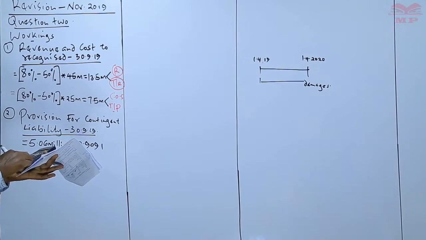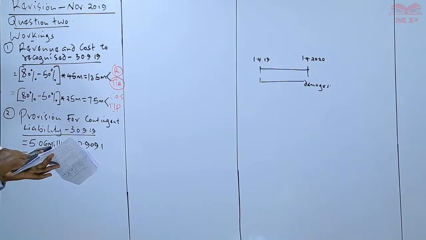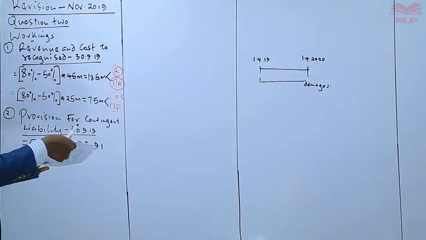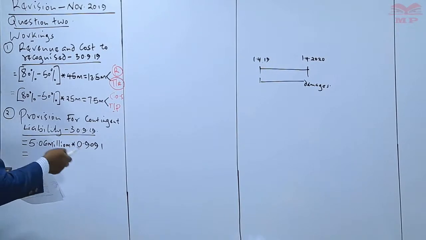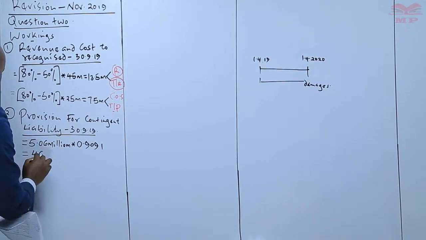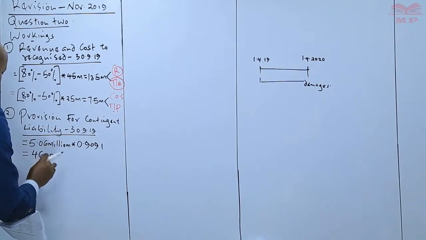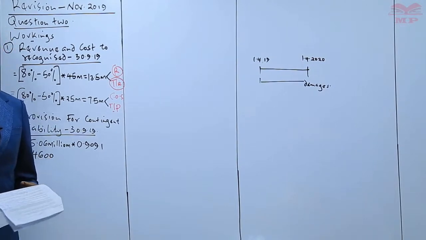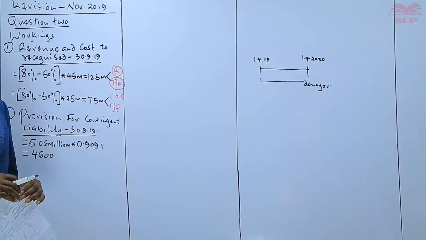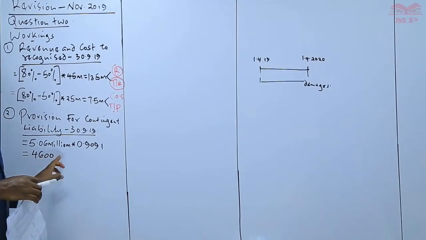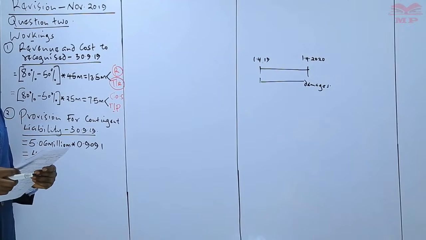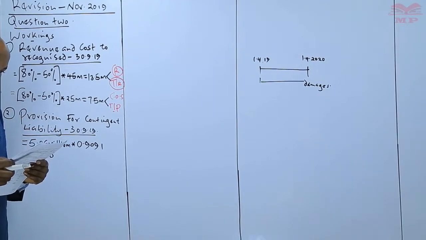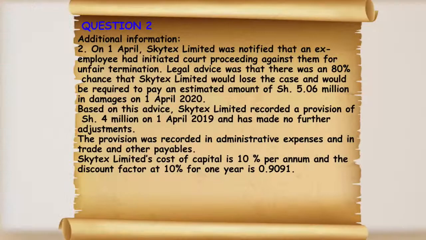So we have 0.9091 times 5.06, and that will give us, to the nearest whole number, 4600, or 4.6. So what that means is that at the end of the current financial year, this company was supposed to make a provision equivalent to 4.6 million. But what we are told, if you go back to note number 2, paragraph 2, is that the company had made a provision of 4 million.